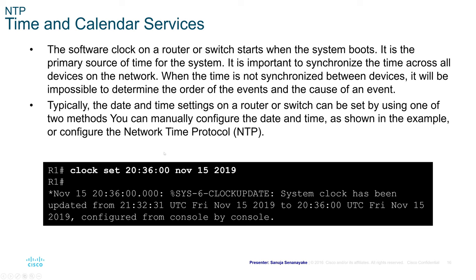Each level in this hierarchical system is defined as the number of hop counts from the source. For example, this is the source, and the source itself has stratum 0. The very first devices that get synchronized on that chain of networks have stratum 1. The next device gets synchronized and has stratum 2, the next one has stratum 3, and so on until the hop count reaches stratum 15.